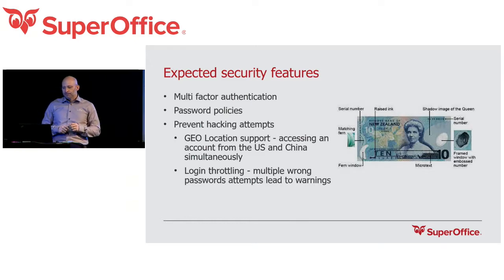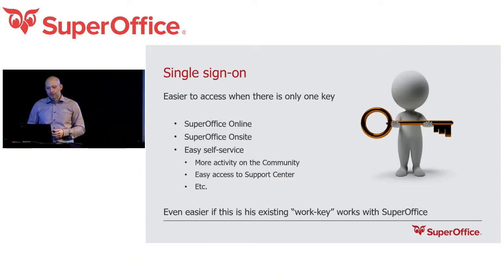Just like that bill that's up there, you want to implement a lot of different security gates, if you will, to improve the security of the online environment. And basically, we want to give you the gold key. We want to be able to use a single access, one key that will get you into SuperOffice Online, your SuperOffice on-site installations, and easy self-service inside the partner portal for applications that are coming later, probably later next year.